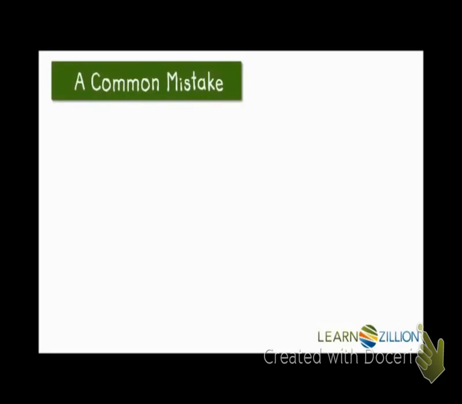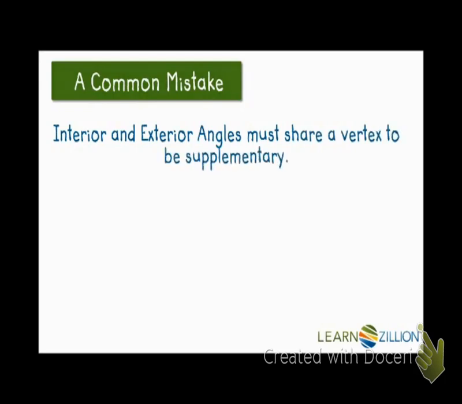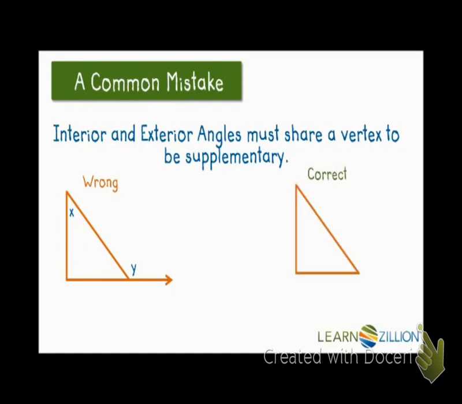Let's take a look at a common mistake. Interior and exterior angles must share a vertex to be supplementary. So we may incorrectly think in this diagram that x and y are supplementary because one's interior and one is exterior. The correct way to see if they are supplementary is to make sure that they share a vertex. So in our correct diagram, we know angles x and y are supplementary.